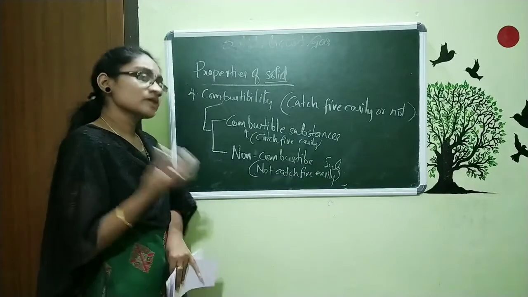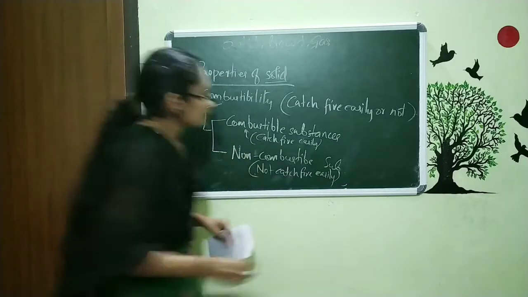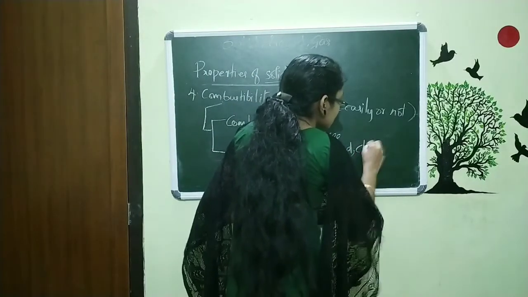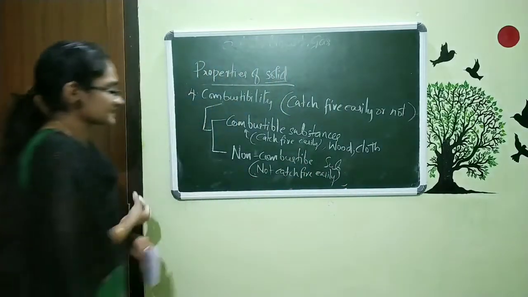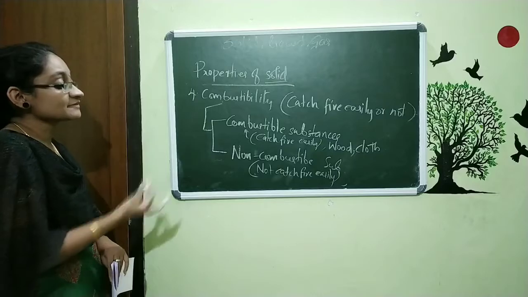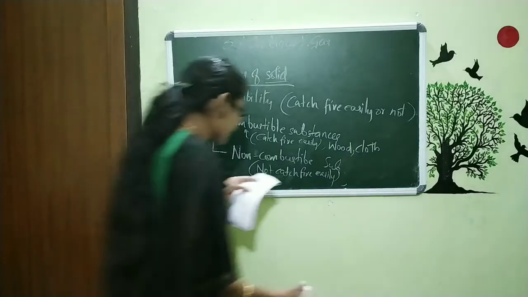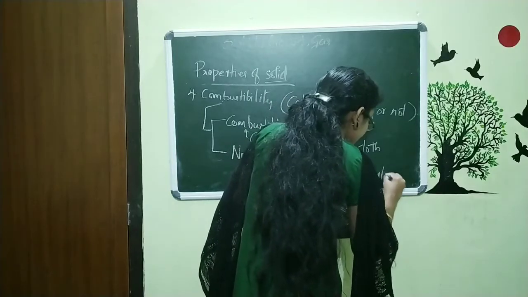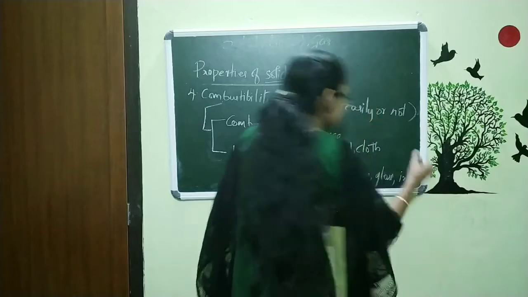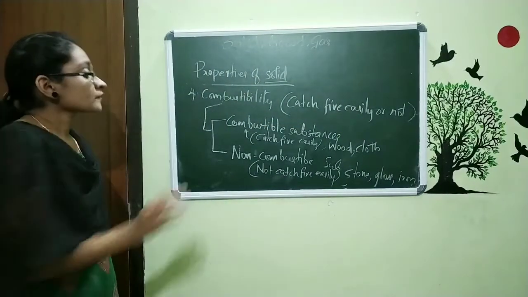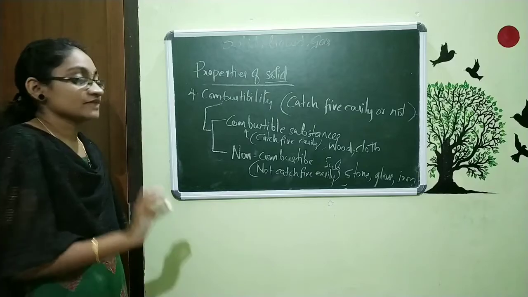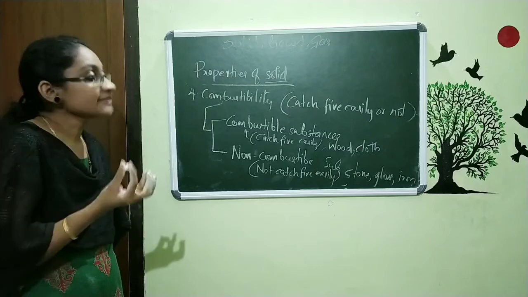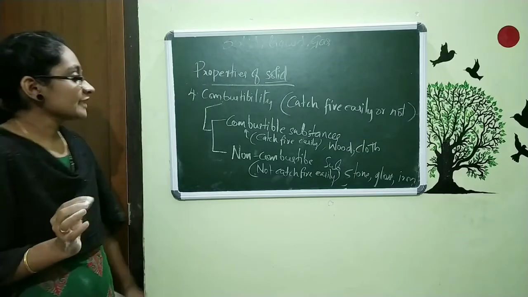And which are the examples? You can think and write the examples. The examples are wood, cloth, etc. You can also add more examples. And the non-combustible substances, what are the examples? Stone, glass, iron, etc. We can say they do not catch fire easily. So this is about combustibility. Combustibility is the property of whether the substance gets fire easily or not. I hope it's clear.